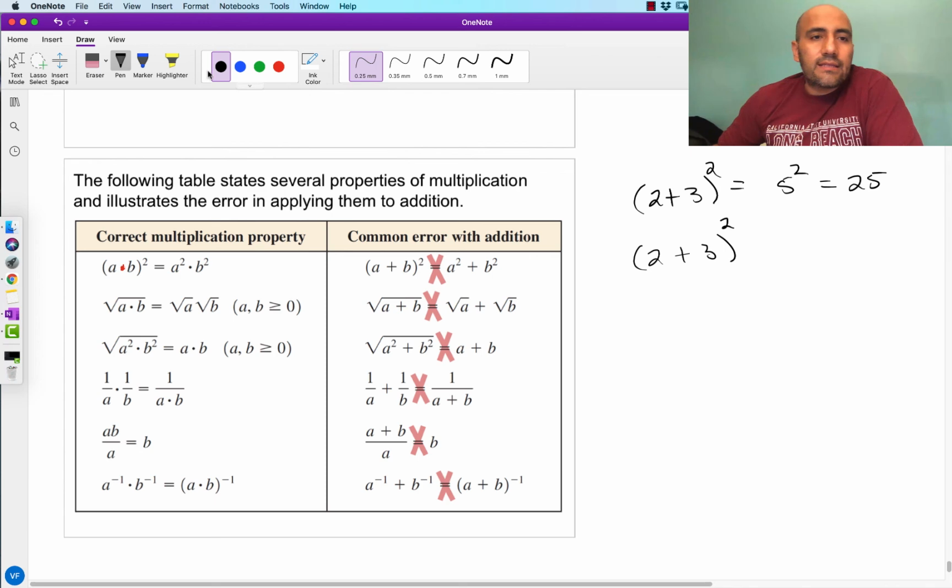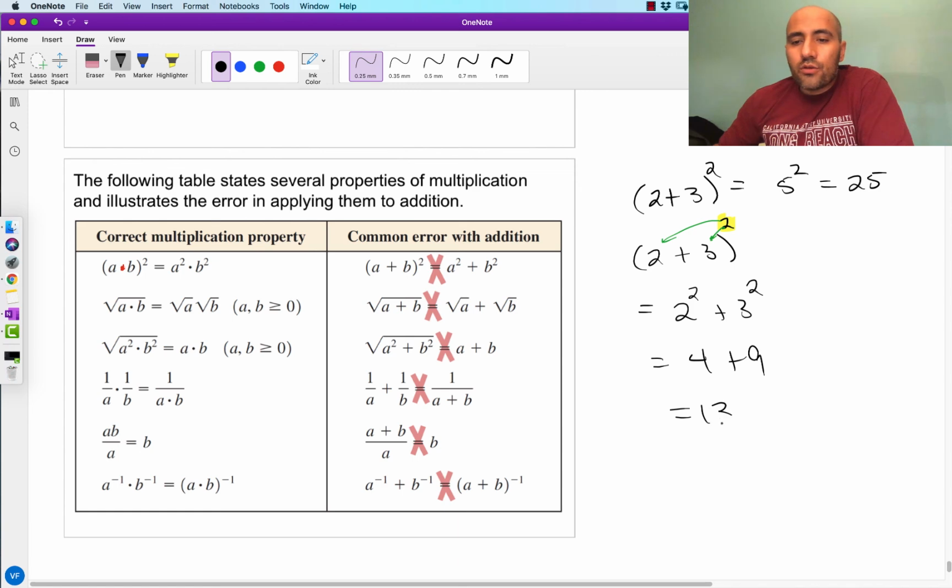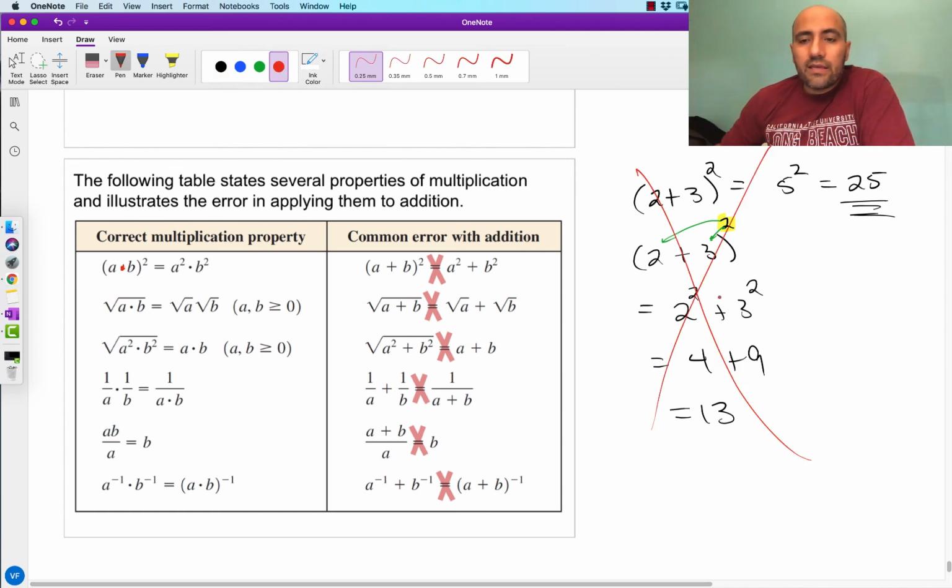But is it true that I can take this 2 right here and somehow distribute it to the exponents like that? So check it out for yourself. That would be 2 to the second power plus 3 to the second power. That would be a 4 plus a 9. That gives me 13. But I already know the answer has to be 25, so hopefully that convinces you that this is not allowed. So just try a little side thing to see if it works. So this is not true.